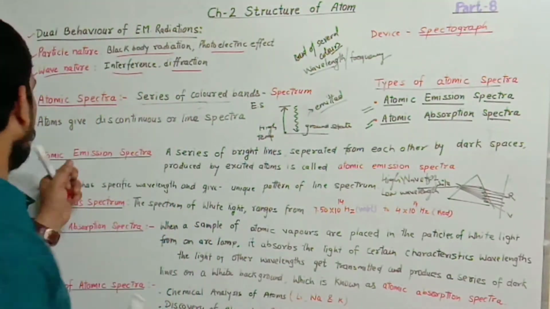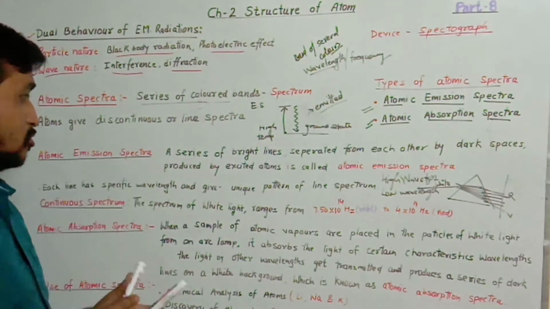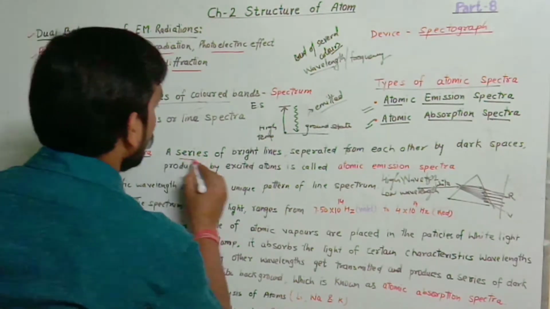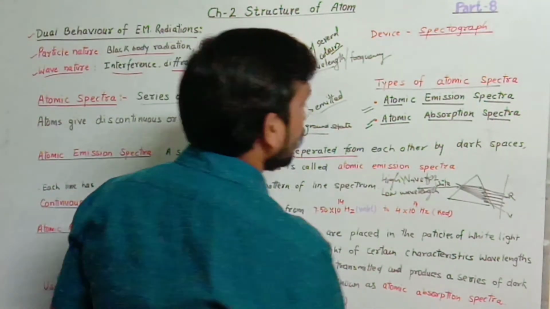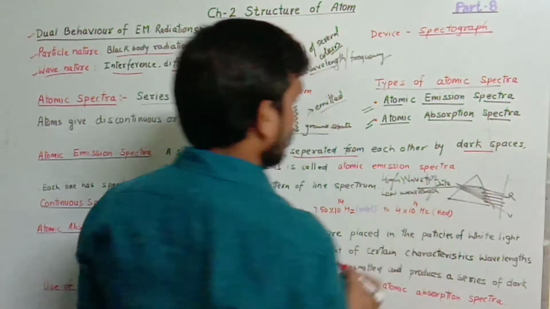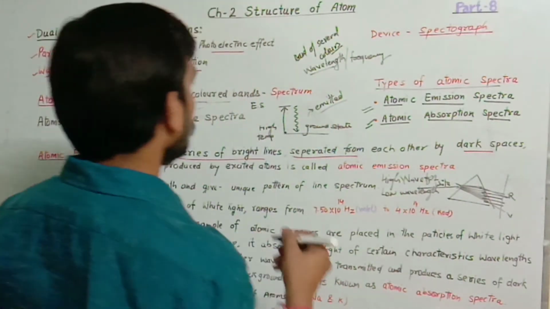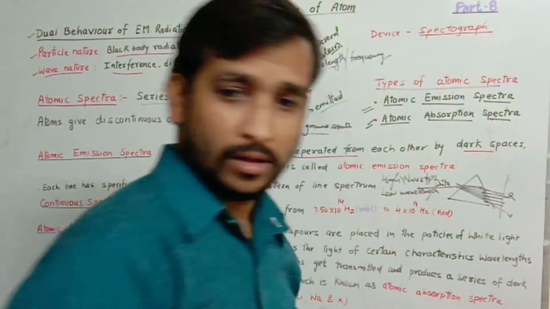So if we talk about the atomic emission spectra, a series of bright lines are separated from each other by dark space. Suppose I'm just showing you how it forms the various spaces.